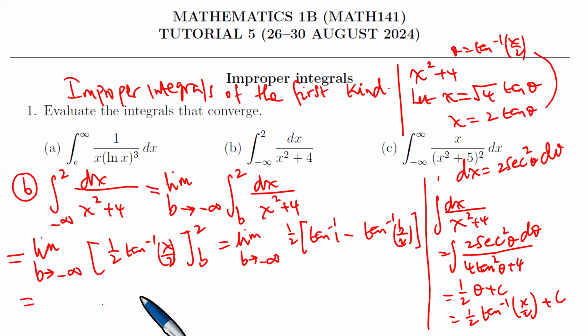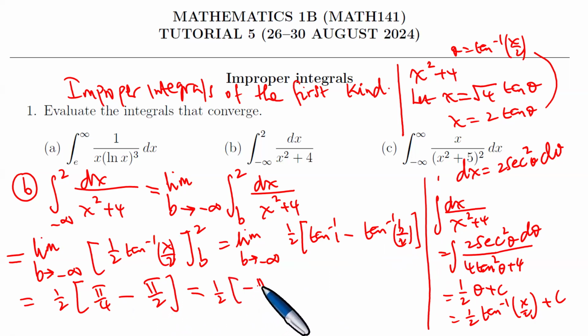Okay, so what is arctan of 1? It is pi on 4. Arctan of infinity is pi on 2. So pi on 4 minus pi on 2. From 1/4, you remove 1/2. You're going to be left with minus pi on 4, which is minus pi on 8. And the minus pi on 8 becomes the answer.